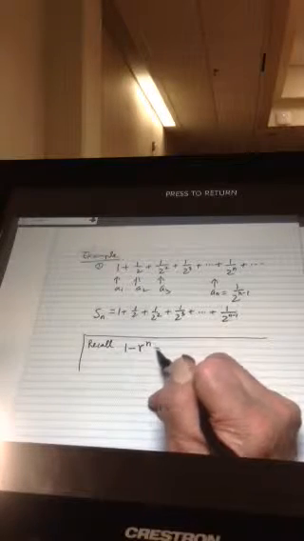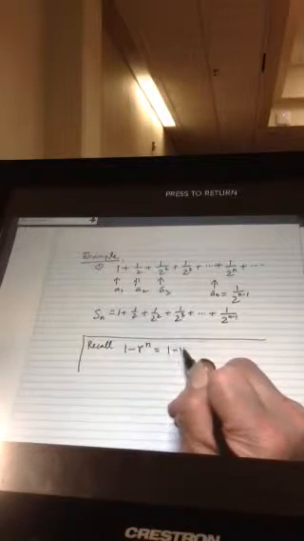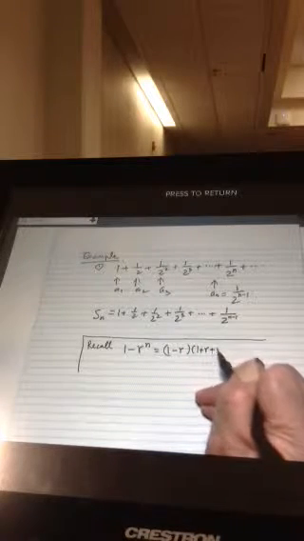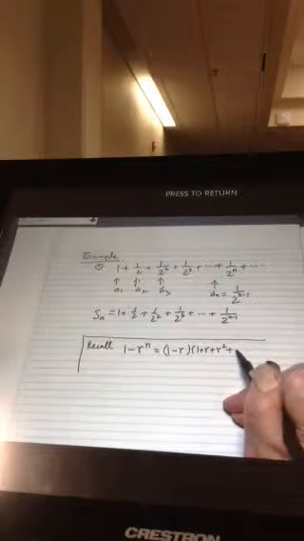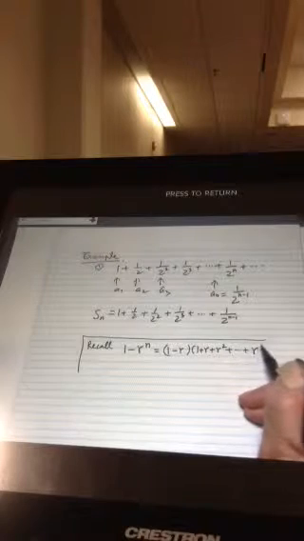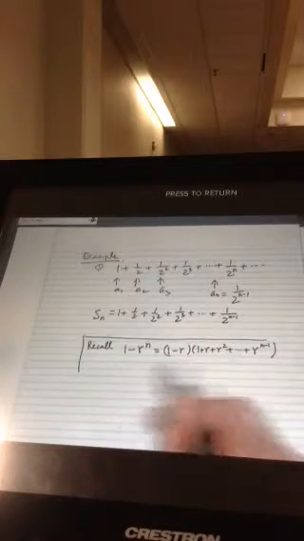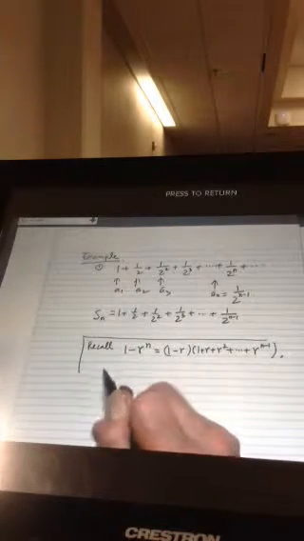What is this? This is 1 minus r times 1 plus r squared plus ... plus r to the n minus 1. Okay? And a more general one is this one.